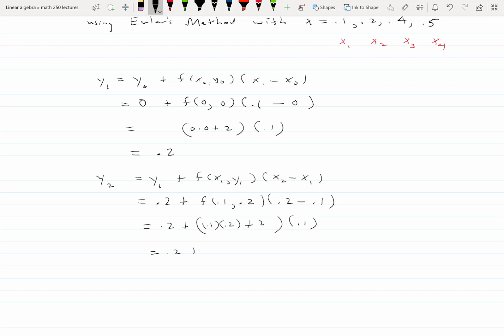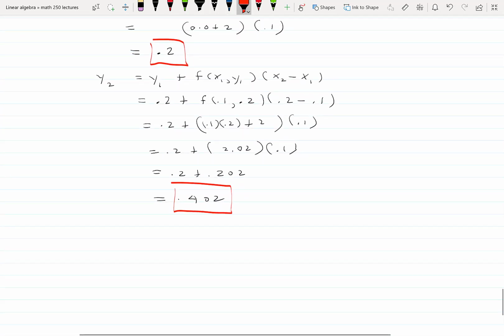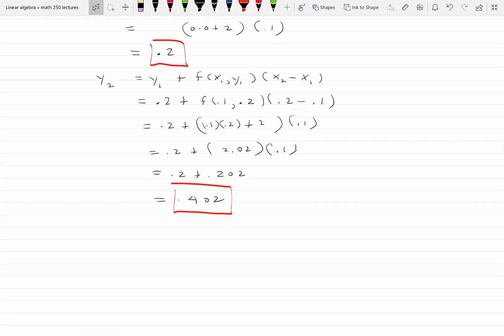Okay, so this is 0.2 plus 2.02 times 0.1, or 0.2 plus 0.202, or 0.402. So we now have two approximate y values, and I'm pretty sure that y2 is going to be less accurate than y1, and y3 will be less accurate than y2 or y1.